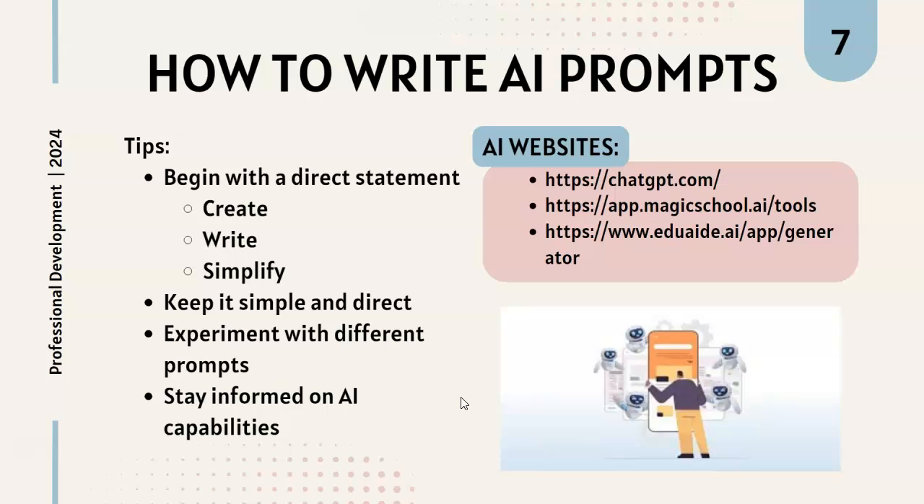You need to experiment with different AI prompts. If you are just starting out with AI, you need to experiment and see what the AI system can do exactly for what you want. So you need to experiment with these AI websites I have on the right side and make sure that these websites can do exactly what you expect them to do.